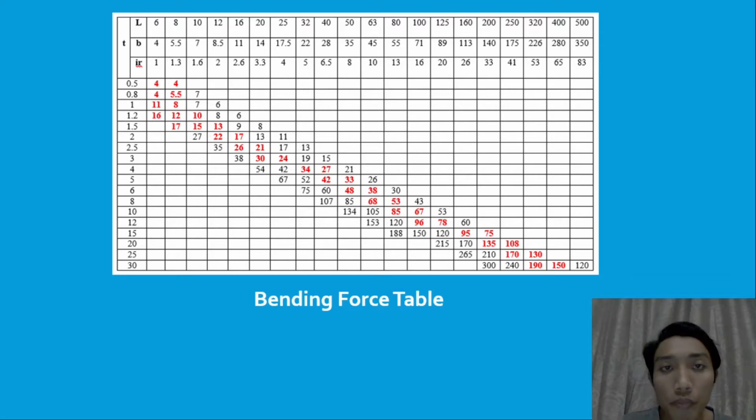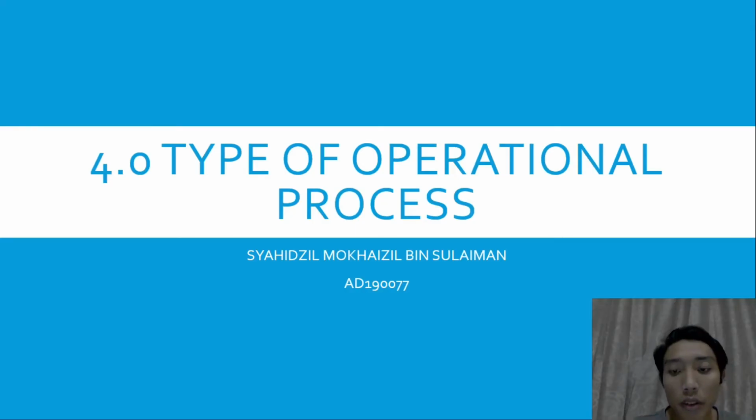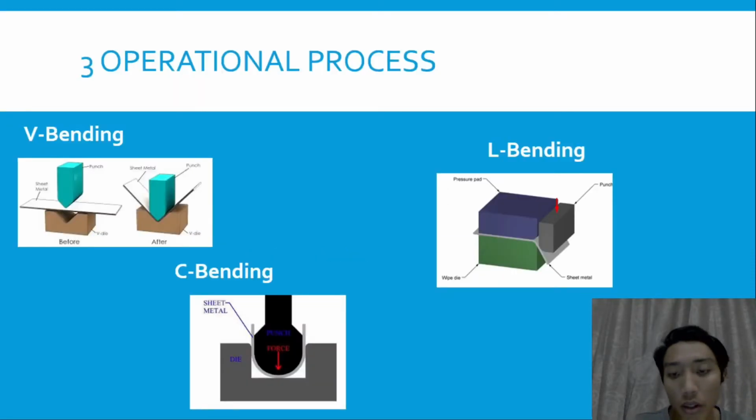However, this table applies to construction steel with a yield strength around 400 megapascal. For aluminium, the force value can be divided by 2, while for stainless steel it is 1.7 times higher than the data displayed above. The next part is the type of operational process. Our group used these three processes: V bending, L bending or H bending, and C bending or U bending.